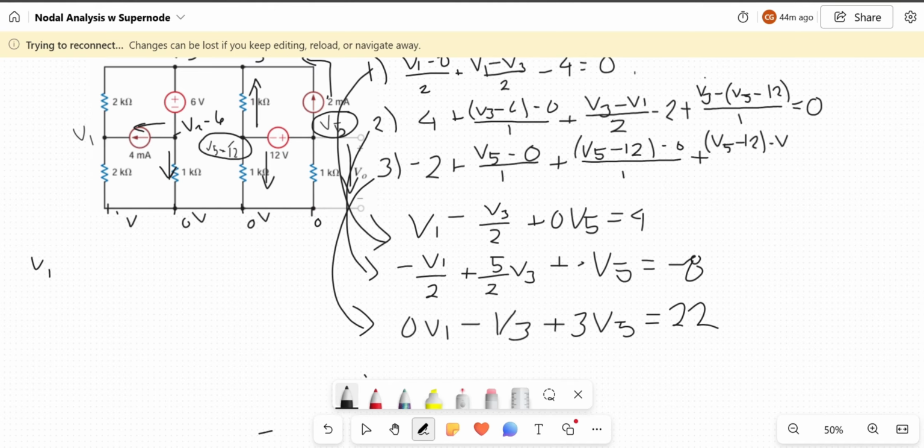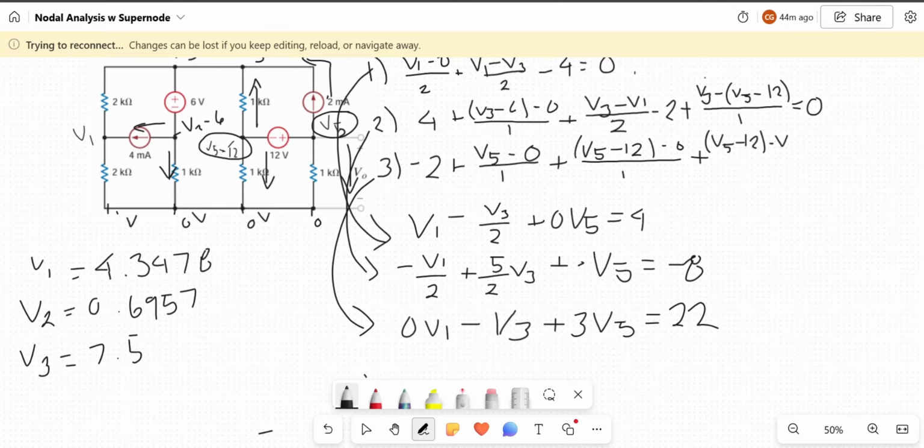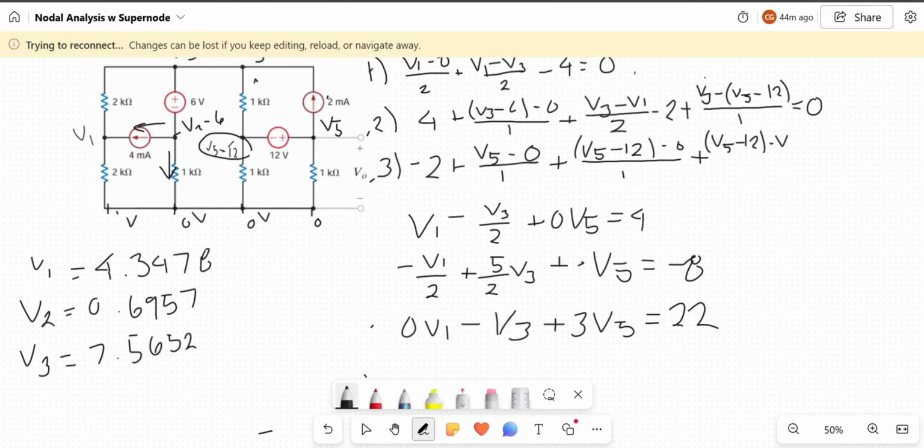And we get our V1 to be 4.3478, our V2 to be 0.6957, and our V3 to be 7.5652. And since we're trying to solve for V naught, positive minus negative, V naught equals V5 minus 0 volts, so V naught equals 7.5652.